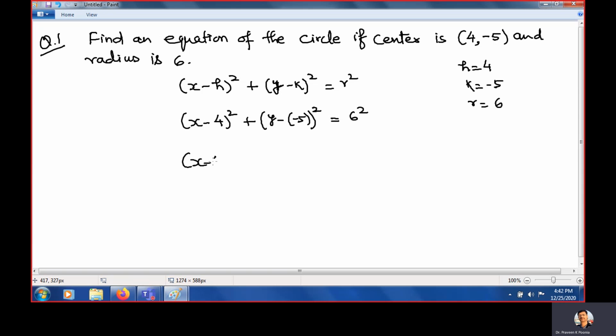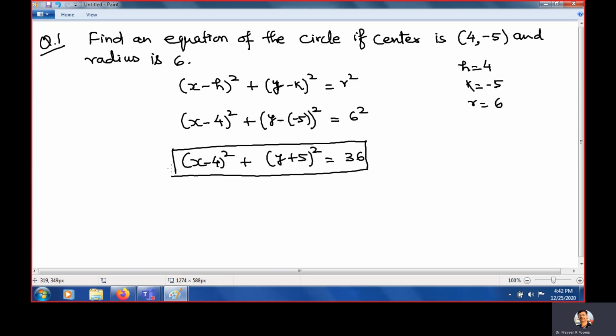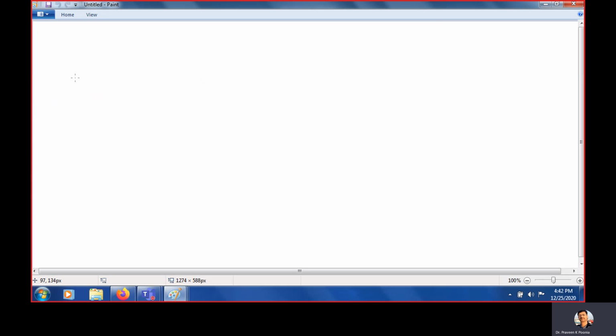So what will be the solution? It is (x minus 4) power 2 plus (y plus 5) power 2 is equal to 6 power 2, which is 36. So if the center is given and the radius is given, then we can find the equation of the circle. Another question we will take.